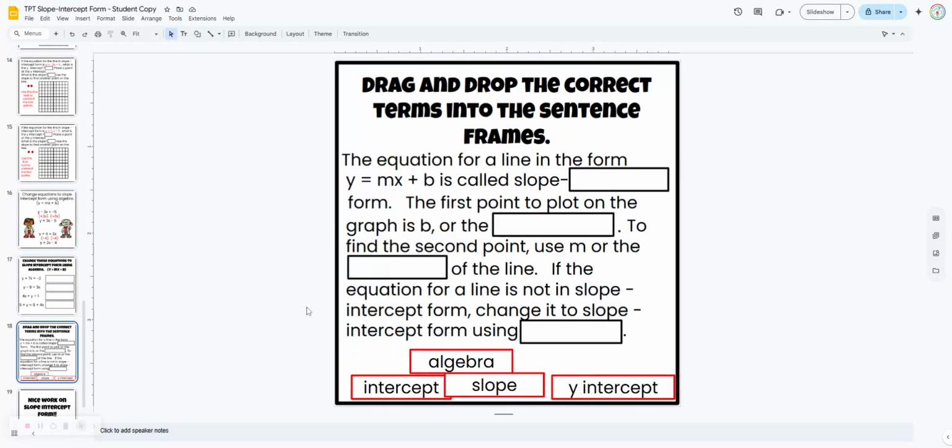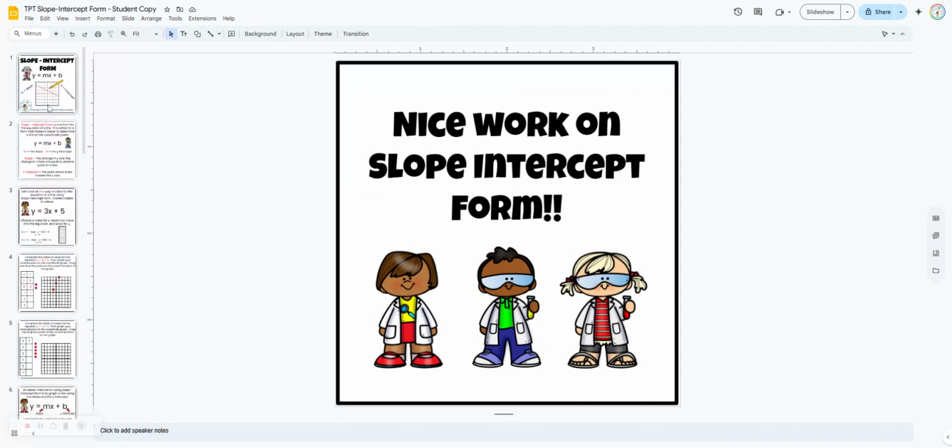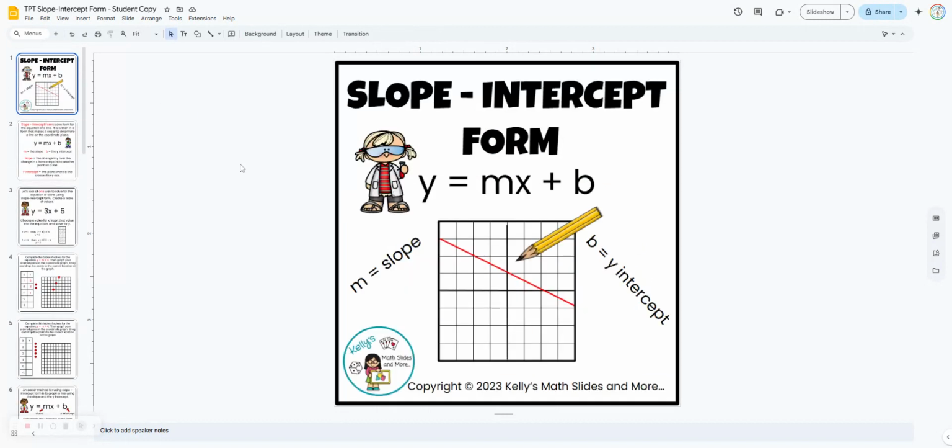On the final slide, students are going to be moving these terms into the correct place in sentence frames. So all they need to do is just click and hold on the edge of these, and then they can move them into place. So they're going to move all 4 terms into the correct place. Then they get a little nice work at the end. So this is Digital Lesson Slope-Intercept Form.